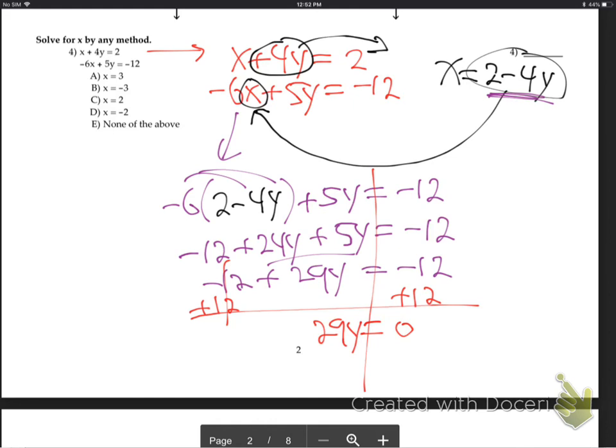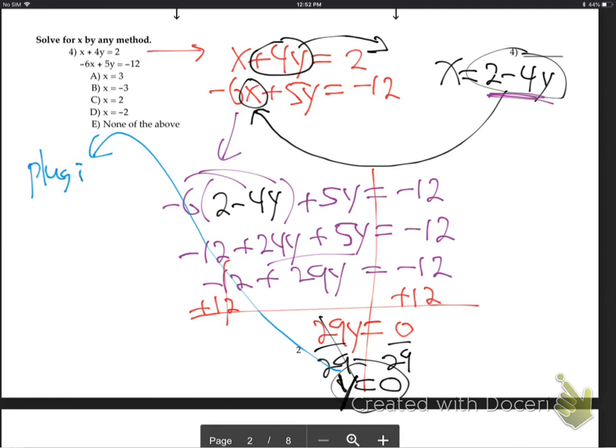Just divide by 29. What do we always do when we have that kind of situation? Just divide by 29. Y is just 0. 0 over 29 is just 0. Just a fancy 0. So we got y, but they don't want y, they want x. So we got to take that answer, bring it over here, and say, okay, now plug in.